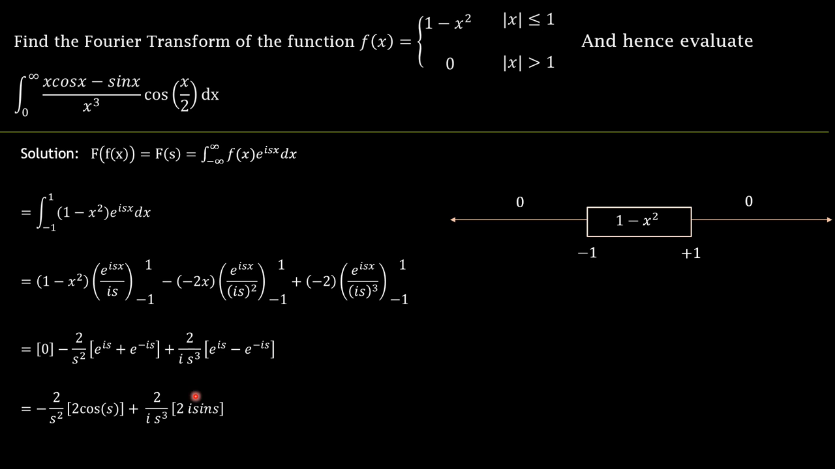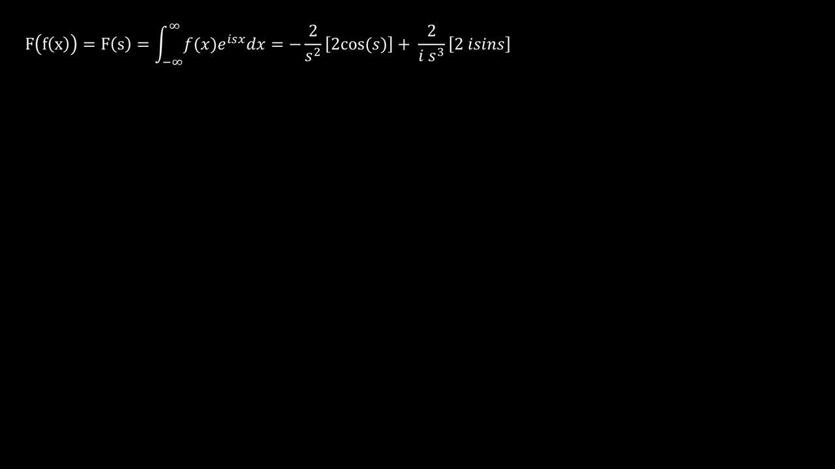Apply the result so that the equation reduces to the form minus 2 by s square (e to the power is plus e to the power minus is), that is nothing but 2 cos s, plus 2 by i s cube (e power is minus e power minus is), which is nothing but 2i sin s. I have already mentioned these things in the previous slides. Just go through it. Just on simplification, the Fourier transform of the function f of x reduces to the form minus 4 into (s cos s minus sin s) by s cube for all s not equal to 0.